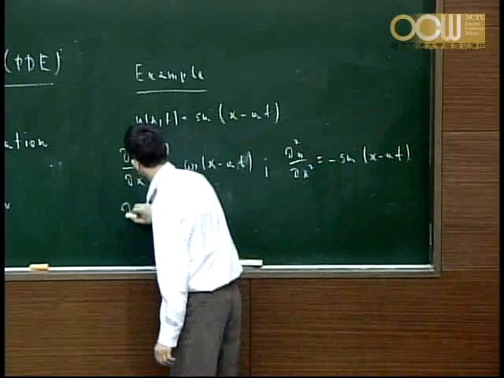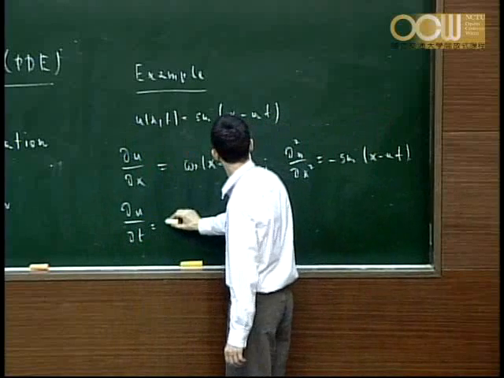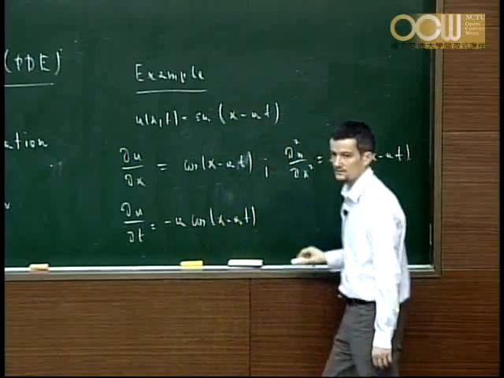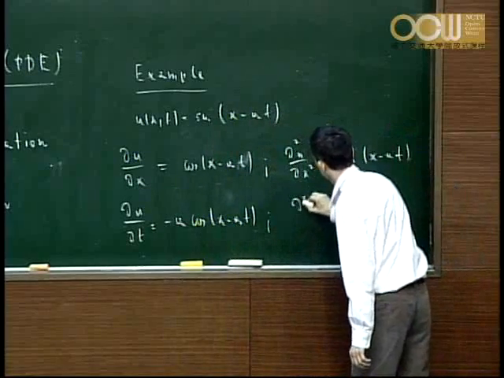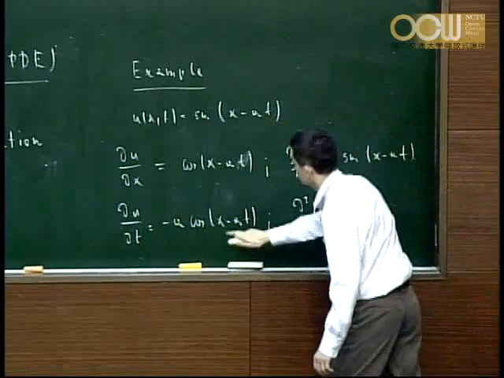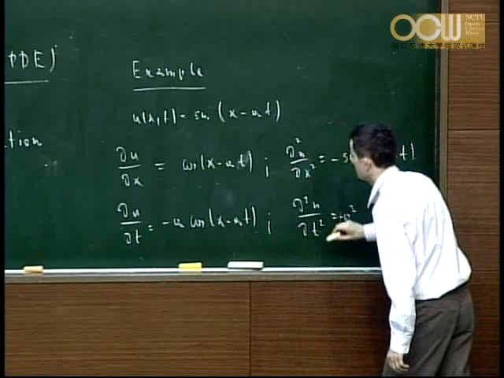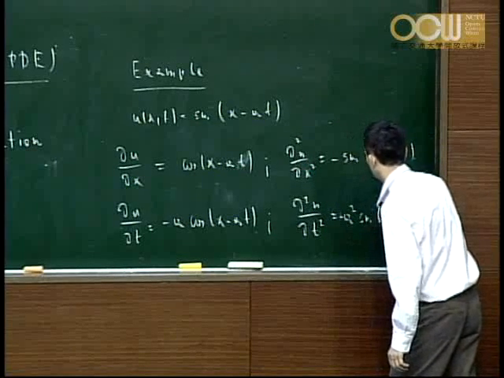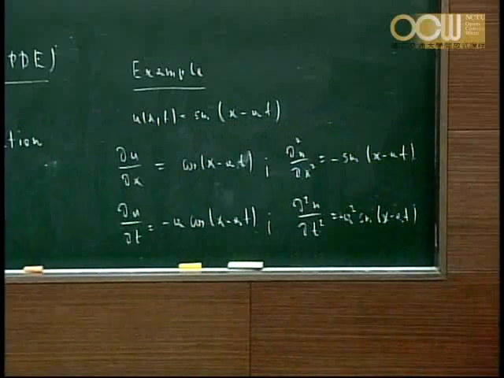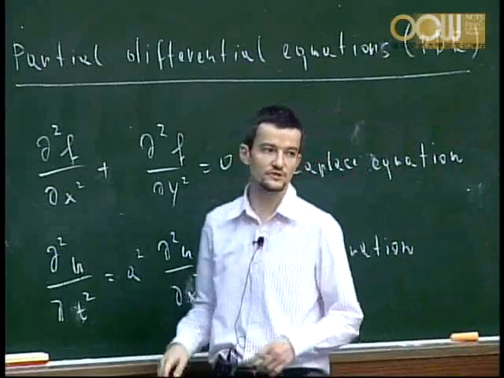And we compute the partial derivative with respect to t. So you see here the a comes out. So we have minus a times the cosine of x minus at. And we compute the second partial derivative. So another a comes out. So what we have is a squared. And then we have a minus from the cosine, so minus a squared sine of x minus at. And you see those two just differ by a factor a squared. So this function here is a solution of the wave equation.